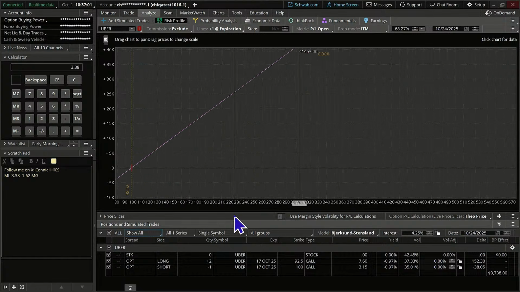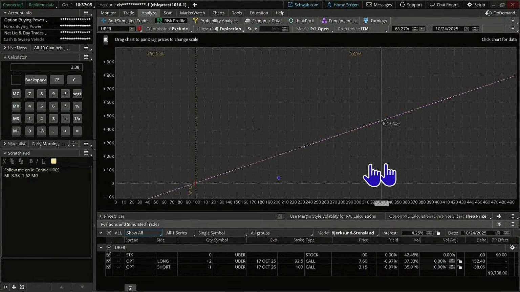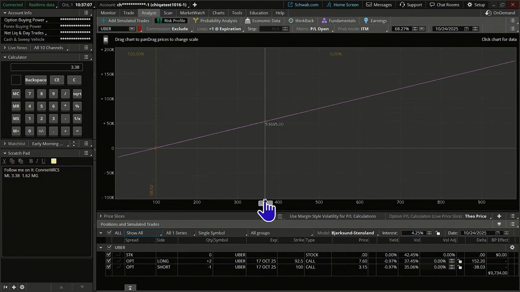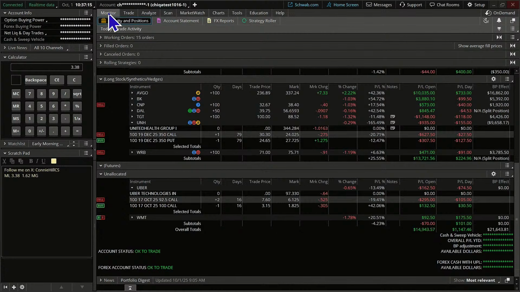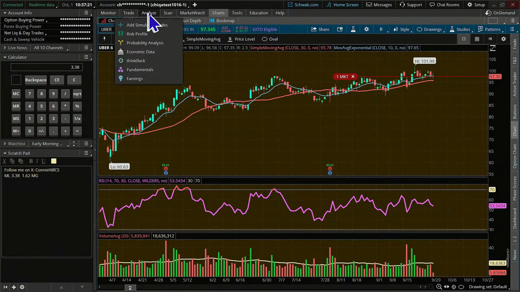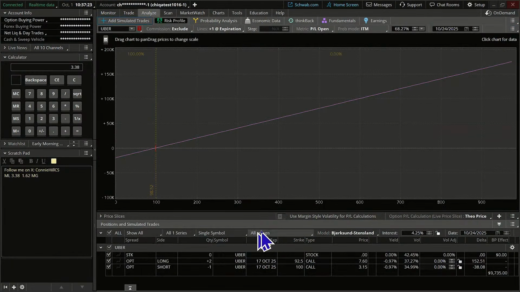A lot of adjusting here. This did not look like this earlier. Let's see what's going on. We can add a simulated trade, but this is our actual trade. Did I pick the wrong one? No, this is our ratio spread. Uber is currently at about $97. The scale on the bottom is way off.